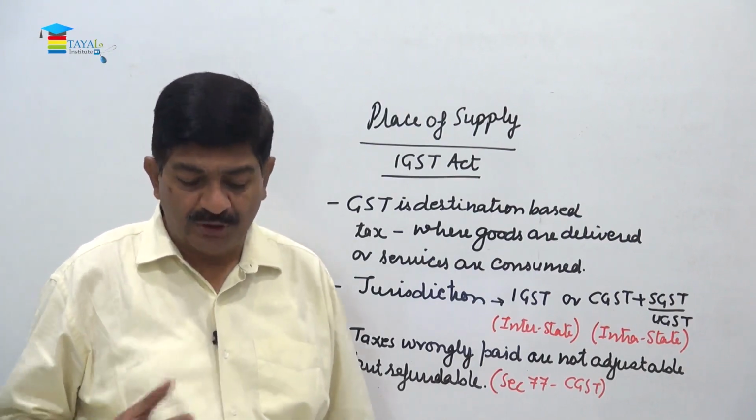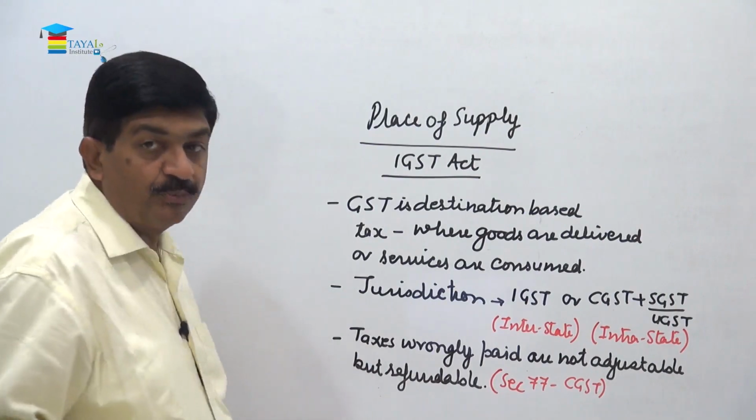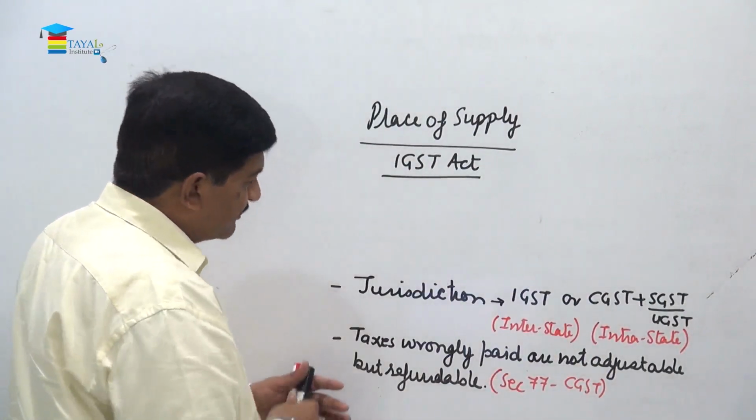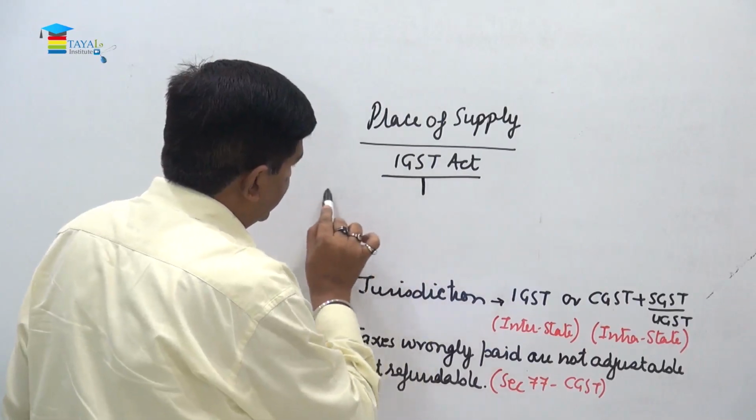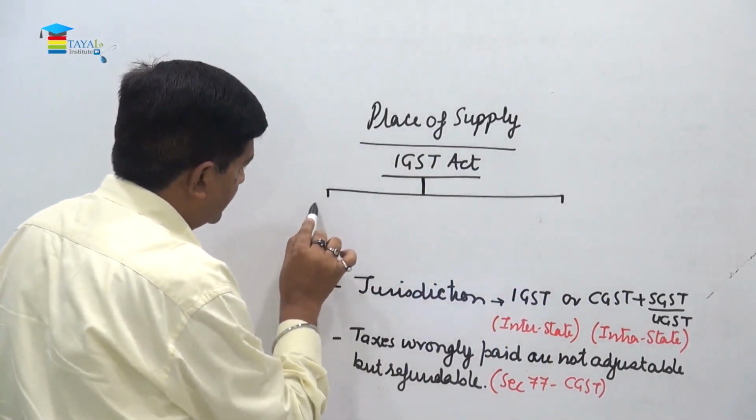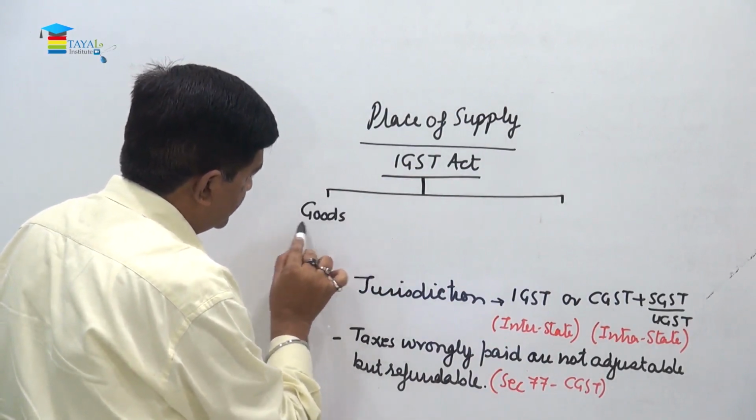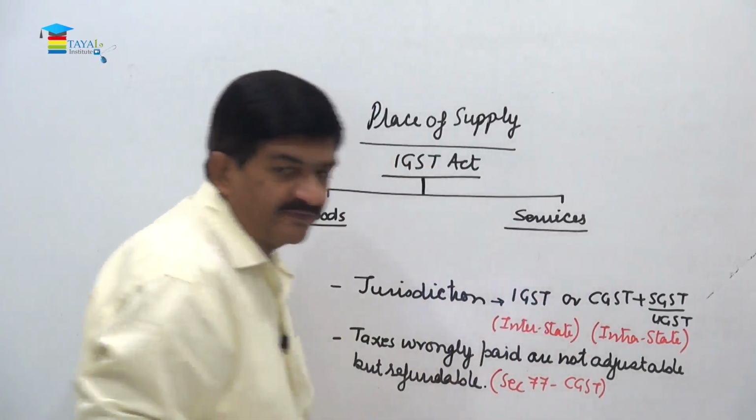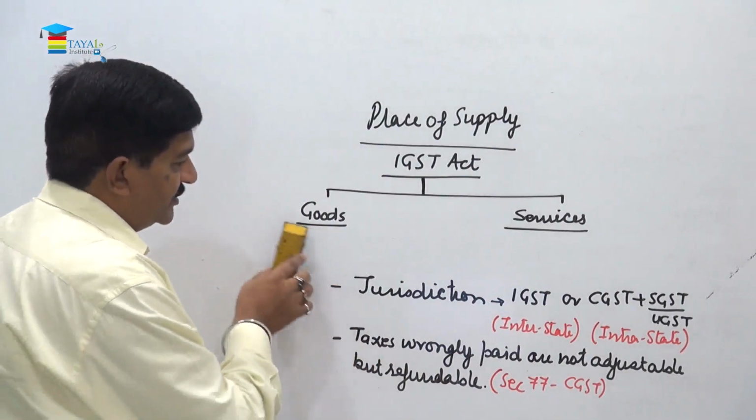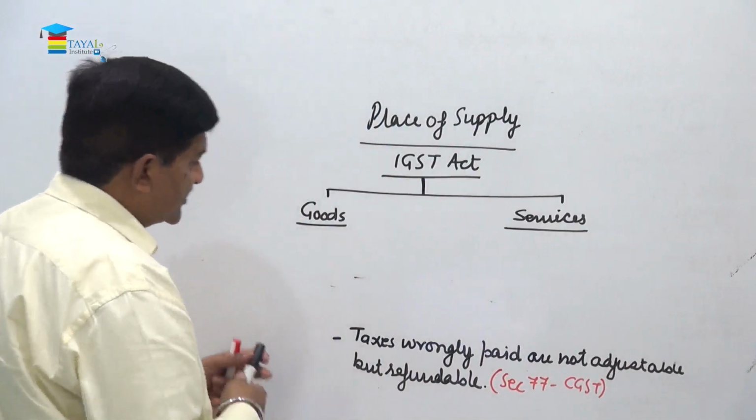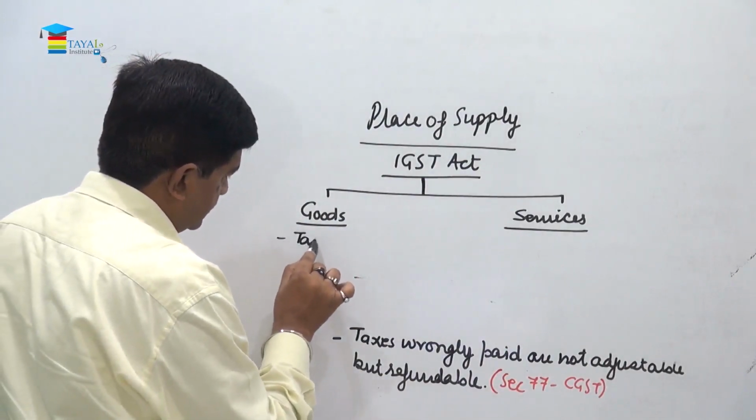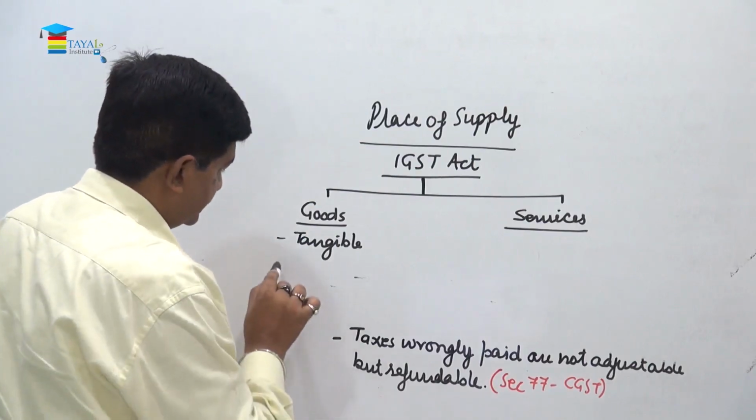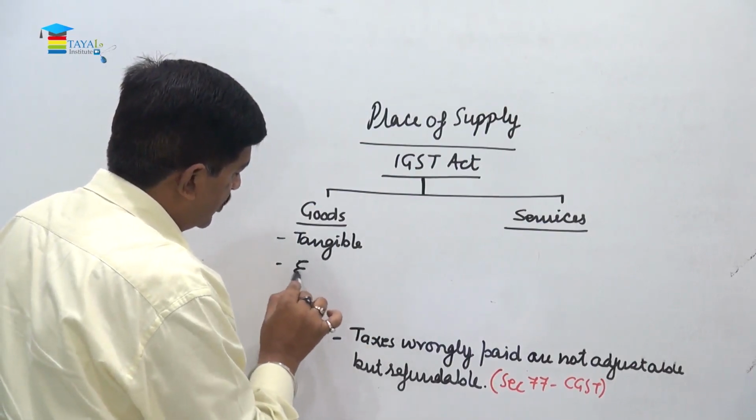Now, what are the complications involved? Let us understand that also. What are the complications in determining the place of supply? So friends, in this act we are talking about two things. Number one, goods. Number two, services. As far as goods are concerned, goods are tangible and it is easy to decide from which place those are being supplied or where those are being supplied.